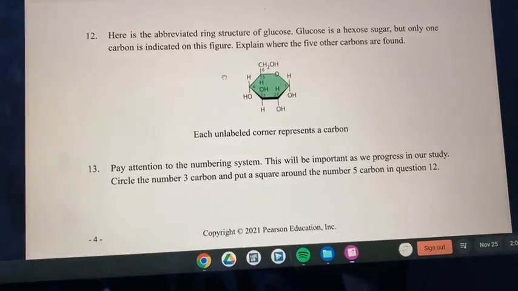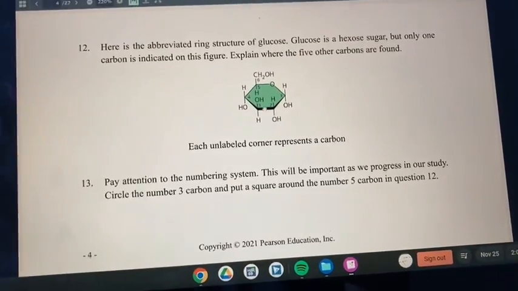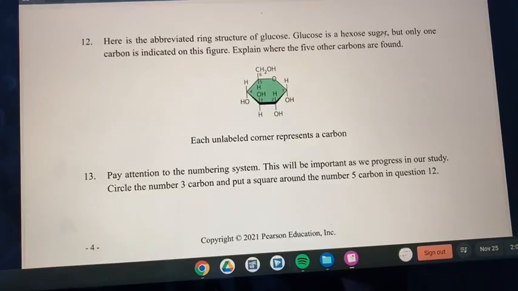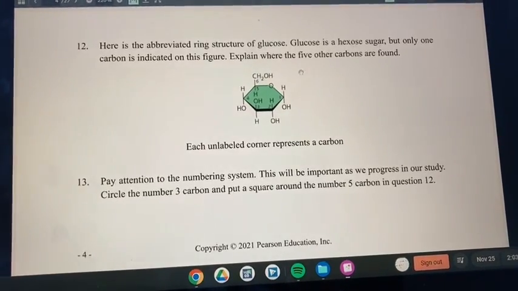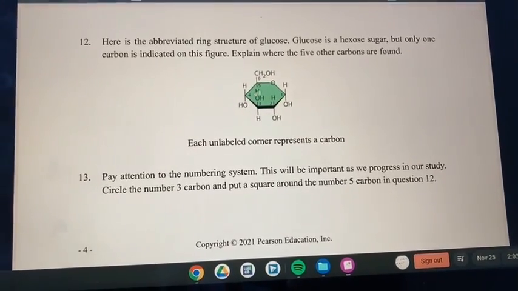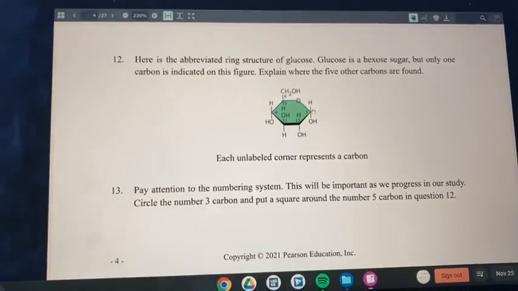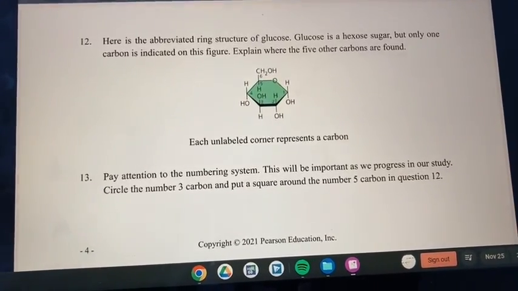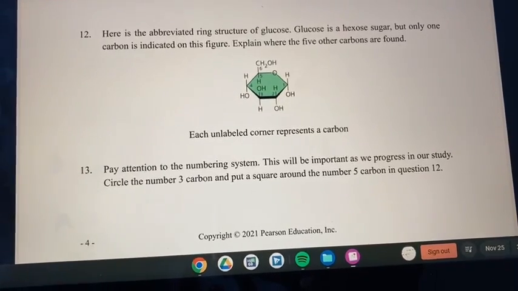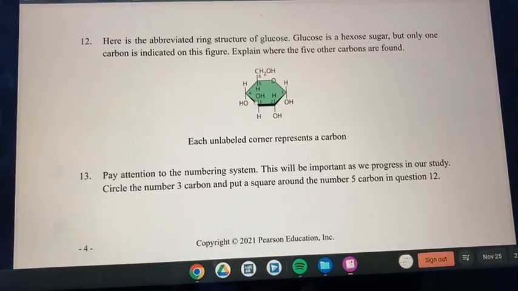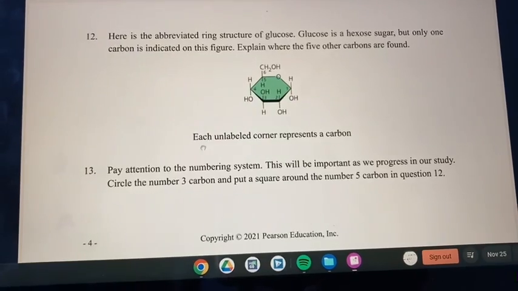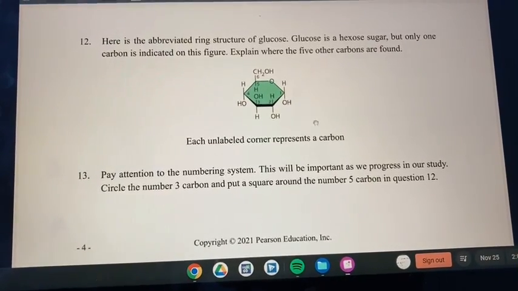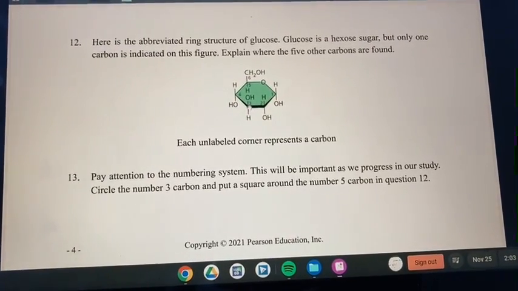This right here is the abbreviated structure of glucose. This is the structure of the glucose monosaccharide. It's a hexose sugar, which from the previous question means it has 6 carbon atoms. You can understand where the carbon atoms are on a carbohydrate based on these numbers: 1, 2, 3, 4, 5, and 6. These unlabeled corners represent a carbon. So 1 is a carbon, 2 is a carbon, 3 is a carbon, and so on.